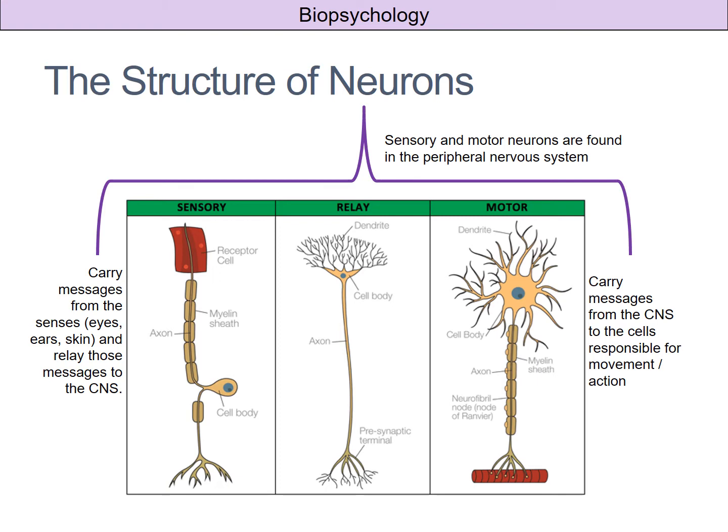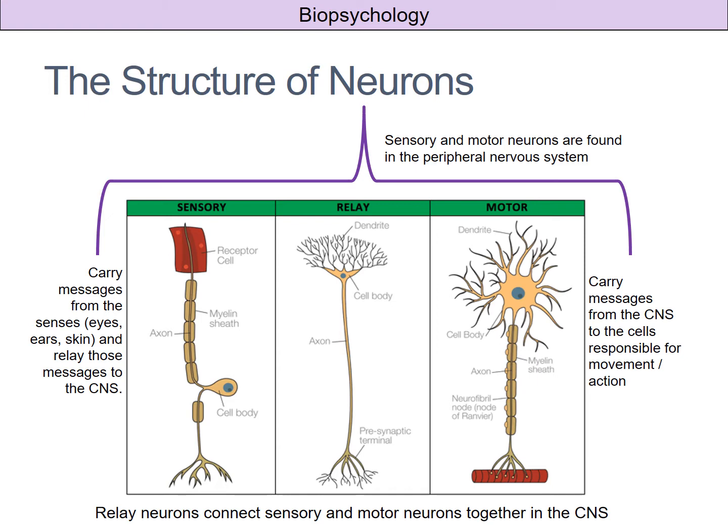Now, relay neurons, which are the ones in the middle, you can see they are not connected to receptor cells or to muscle cells or anything like that. Instead, they do exactly what the name suggests. They relay information. So they carry information from, for example, sensory neurons to motor neurons within the central nervous system.